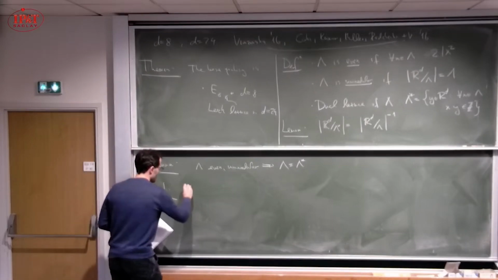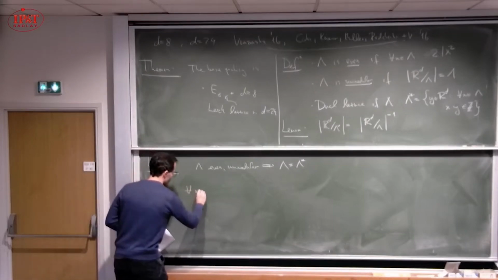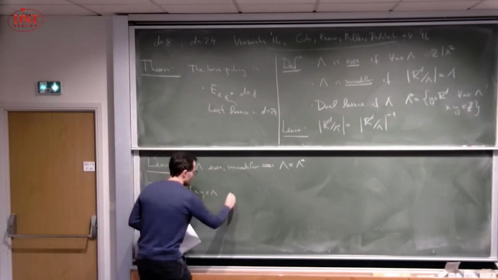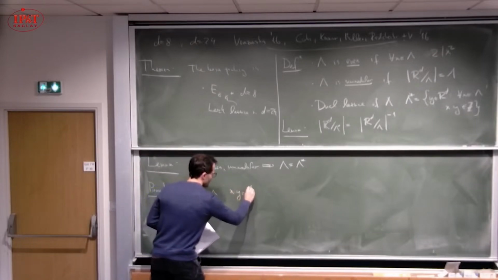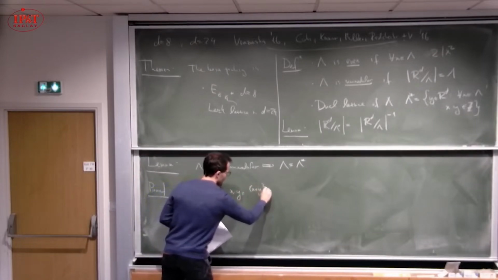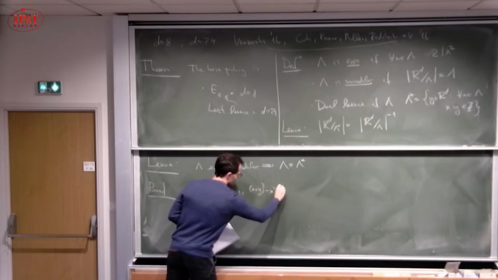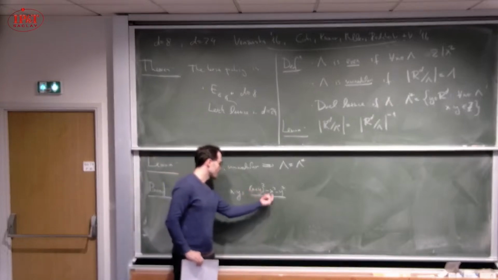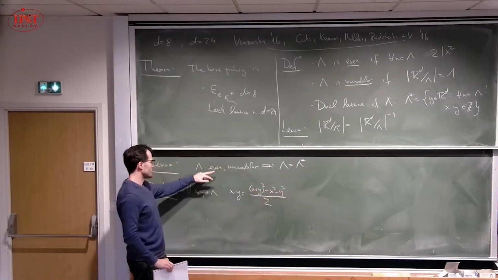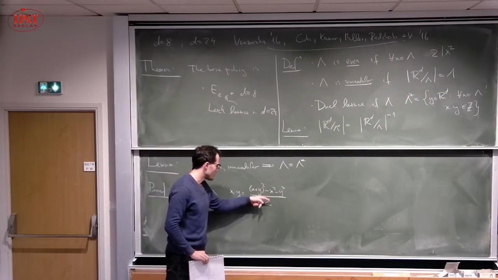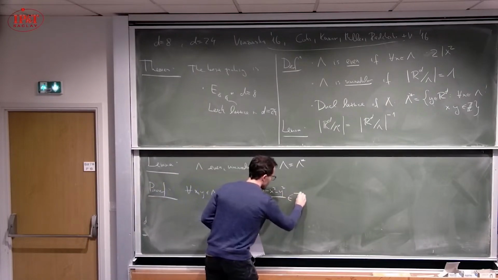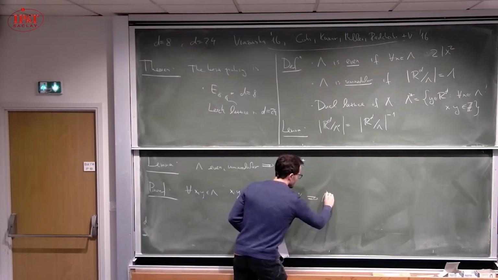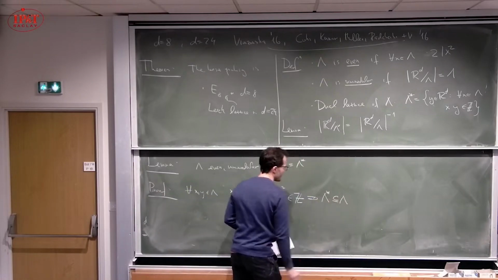So let's assume it's even and unimodular. For any x and y in the lattice, the inner product of x with y is equal to this. This is just the formula. But now each of these is a lattice vector, and their squares are even integers because lambda is even by assumption. So if you divide by 2, it's an integer. So it follows that the dual lattice is a subset of the lattice.